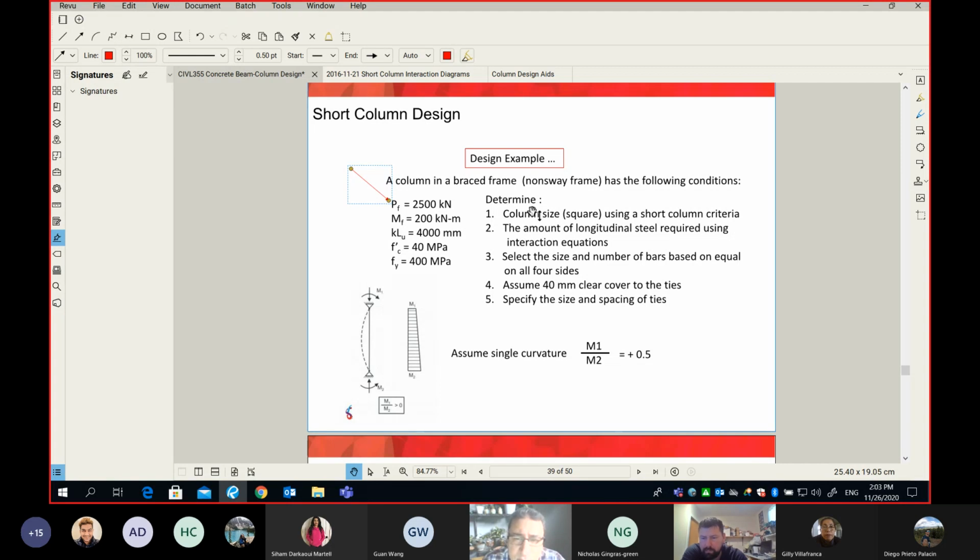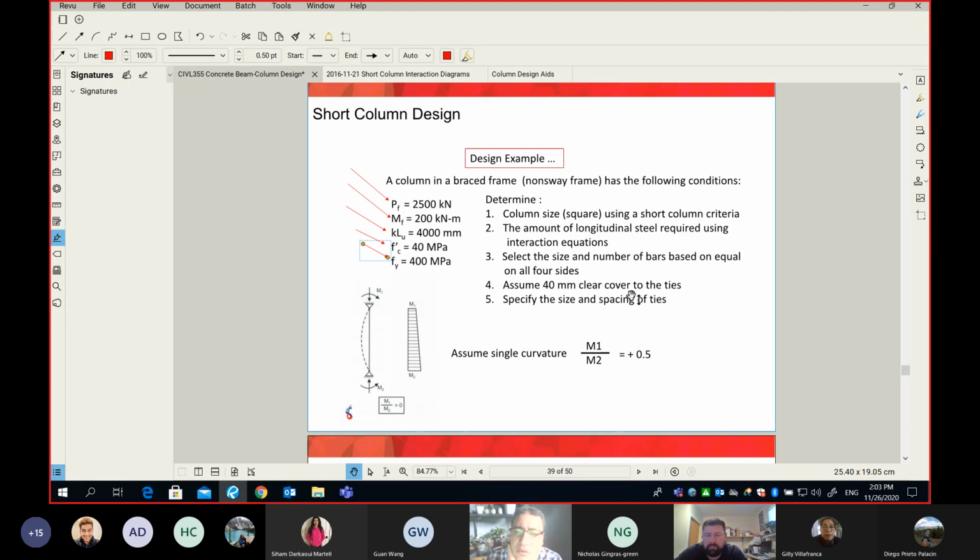Same as I did for the beam, if you remember, at this point of time, again, my focus is to show you how to design the column, not how to find the loads on the column. So the loads are available here, given to you directly. So the P_f is available, the M_f is available. Or you have the K multiplied by L unsupported, 4 meters, and then the f'c is 40 MPa. The f_y, as usual, is 400.